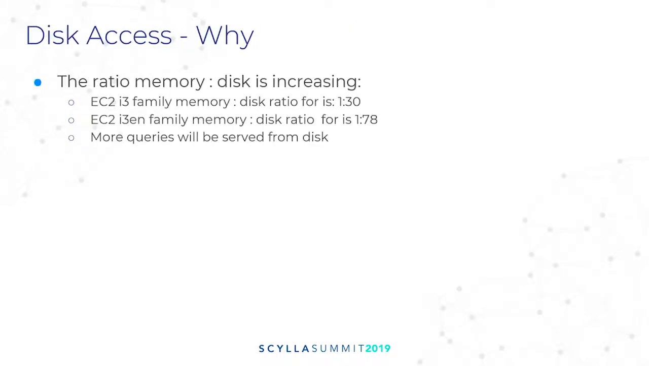And why are we interested in disk access? Let's look at the trend. The ratio between memory and disk is increasing. If we look at AWS, they had i3 instances over a couple of years ago that has 1 to 30, which means that for every gigabyte of memory, I have 30 gigabytes on the disk. Last year, they introduced the i3en family, which is 1 to 78. For every gigabyte of memory, I have 78 gigabytes on the disk. So that means that a larger portion of the queries will be read off the disk.